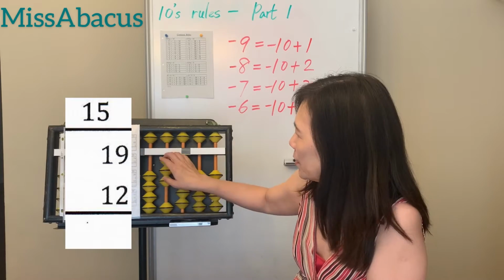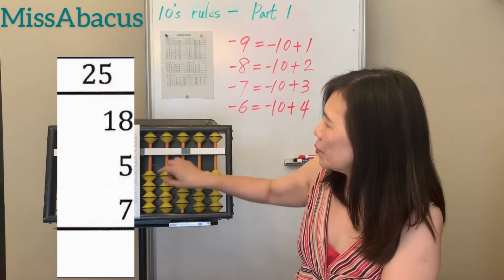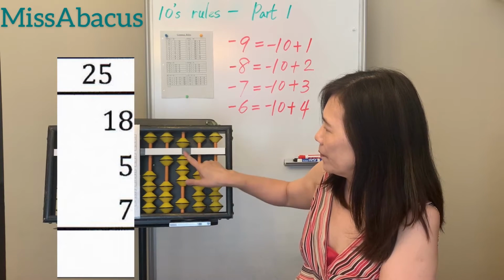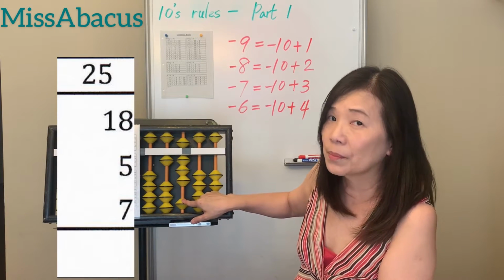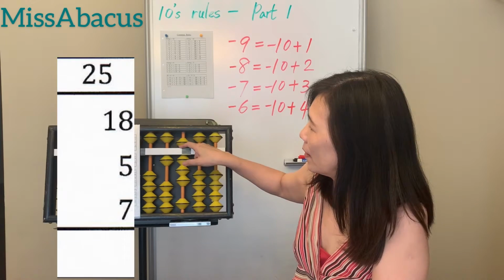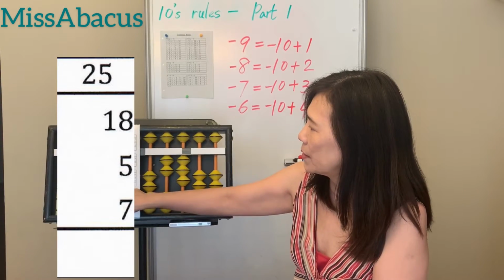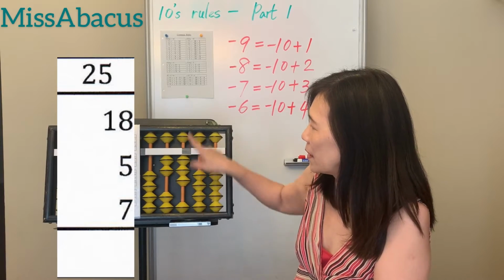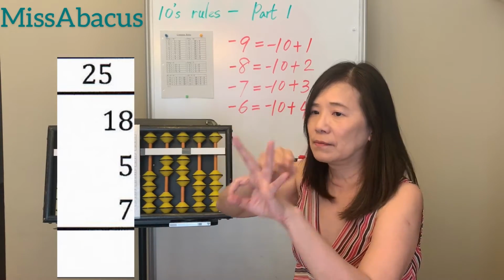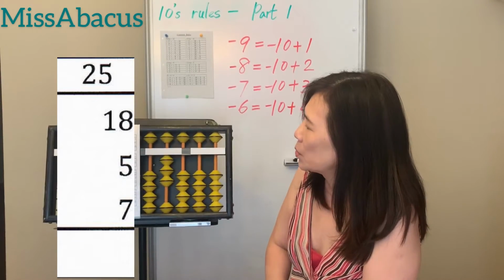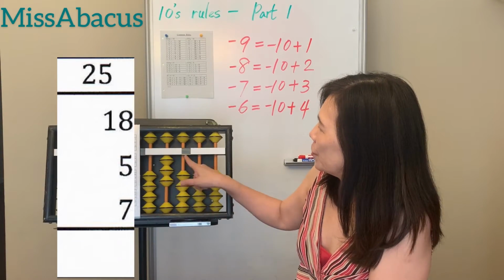Let's try number 25. 18 plus 5. Only 1 left. Apply the rule for the 5: minus 5 plus 10. How about 7? The third number is 7. Same thing, you only have 6 left. So for the 7, minus 3 plus 10. Don't forget the 10. This is number 25, answer 30.